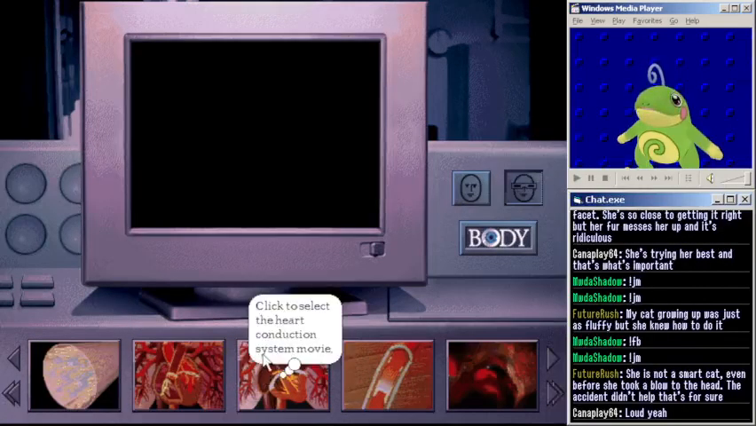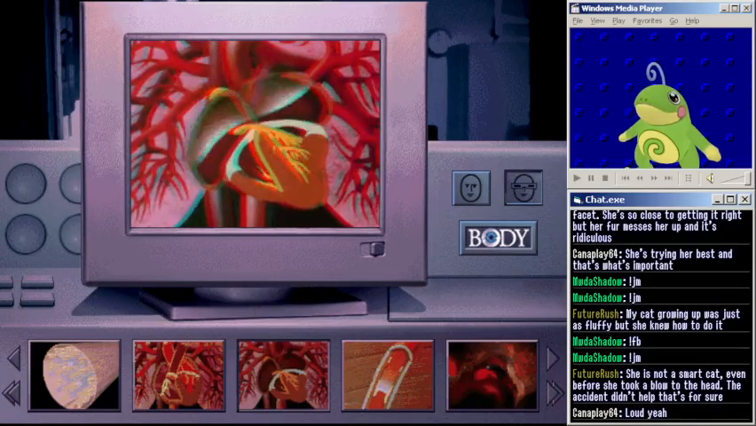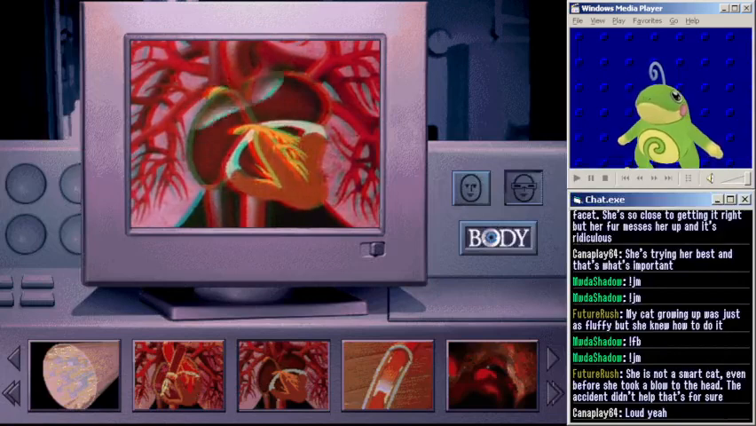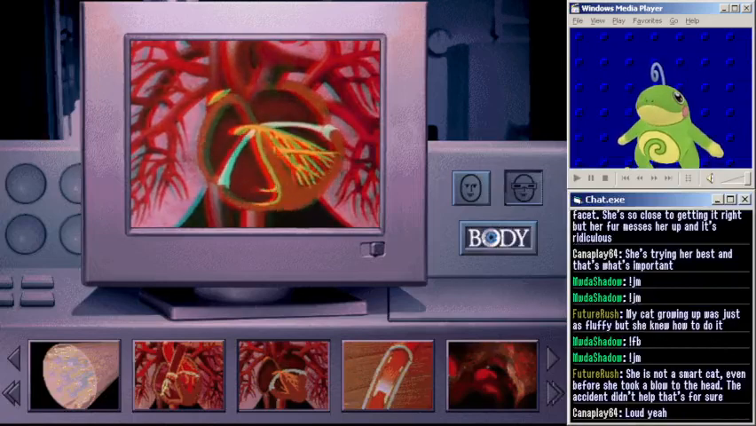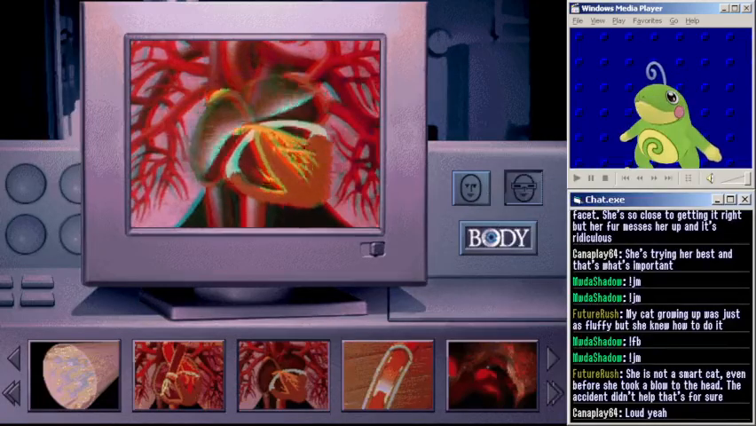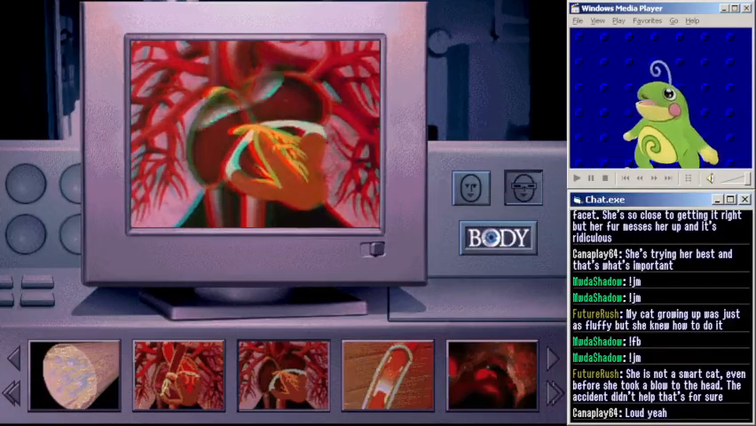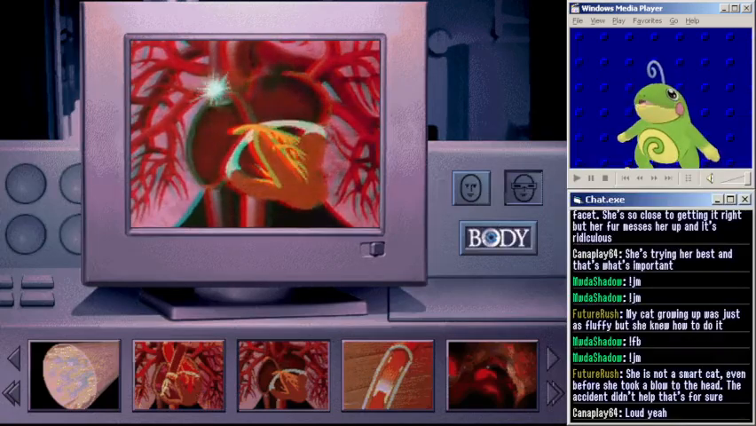What's next? The heart conduction system movie. Actually, that background audio is kind of creepy here, the wind and all of that. Electricity moving at its native speed.